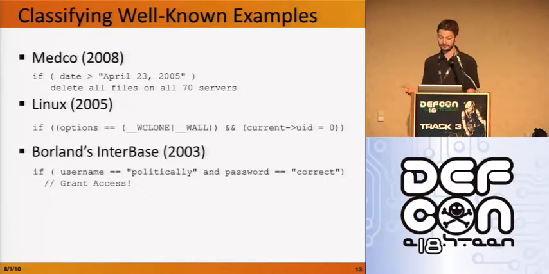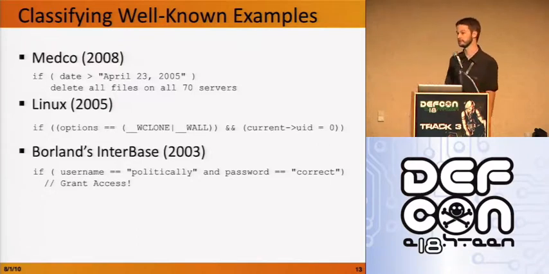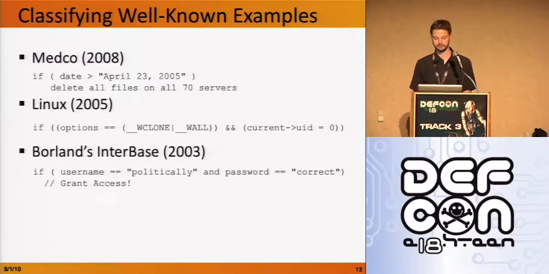So at Borland they had a software design problem, a chicken and egg problem about authentication, and the way they fixed it was by inserting this line of code. They hard-coded a check of whether the username was "politically" and the password was correct. This works if the code is closed source, but if you make it open source, everybody can spot this line of code and grant himself access.